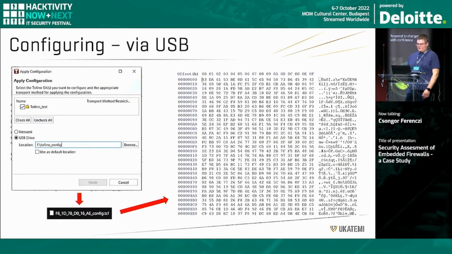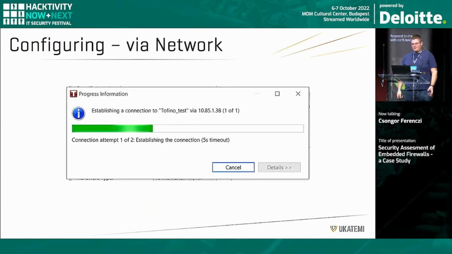The USB port can also be used to deploy a configuration by generating one using the configurator. However, the configuration file is encrypted, so it is not really useful for us. On the other hand, if we configure the device via the network, we can create a packet capture, and we can see what's going on during the configuration.